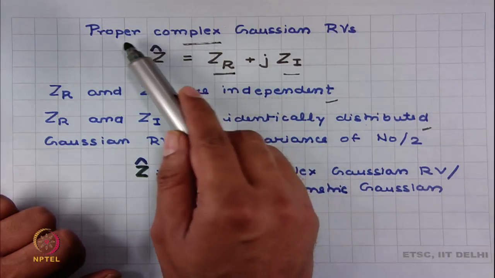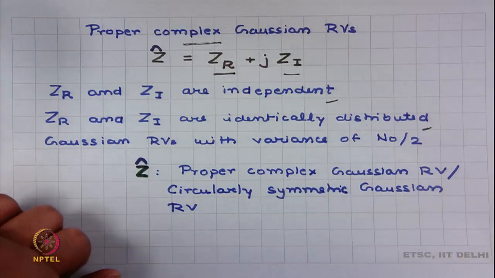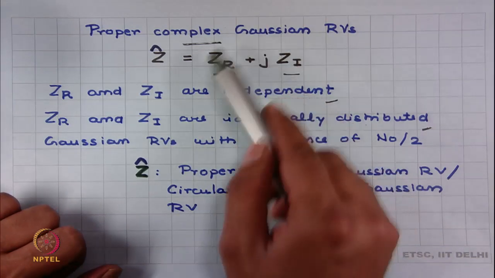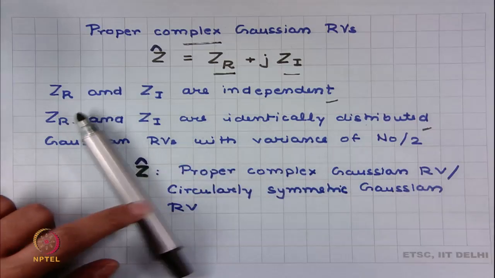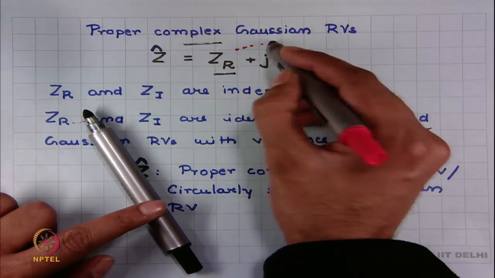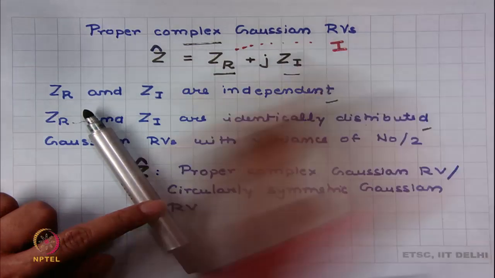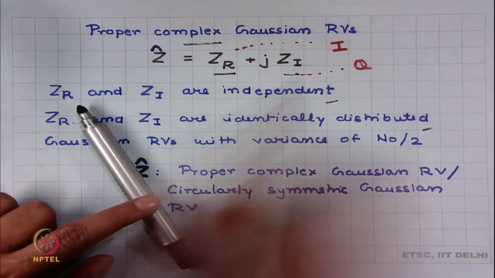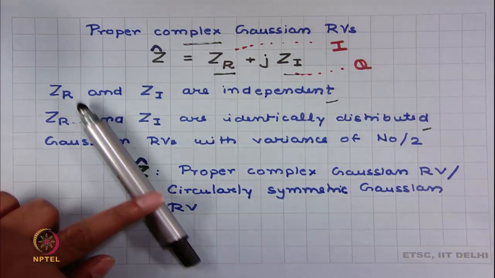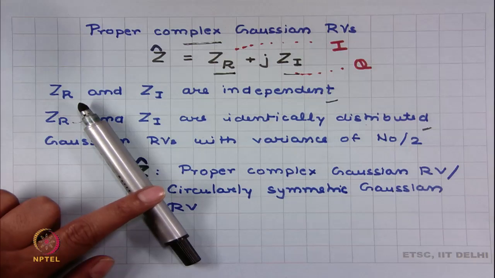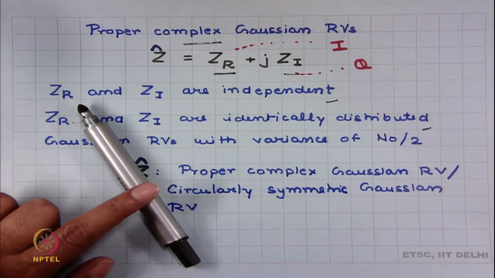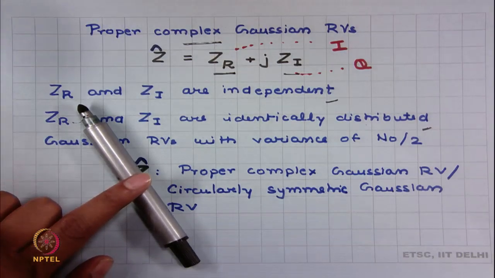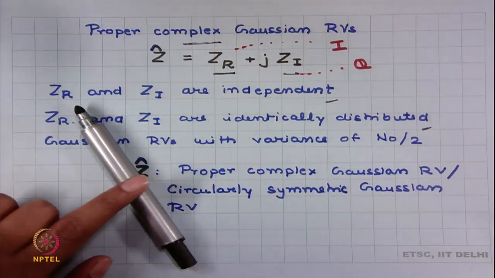In detection, we usually end up with proper complex Gaussian random variables, because first of all, ZR denotes the sample of noise in the I channel, and ZI denotes the sample of noise in the Q channel. We already know where we get these complex signals from: we want to think about two real signals in two channels, a real signal in the I channel and a real signal in the Q channel.